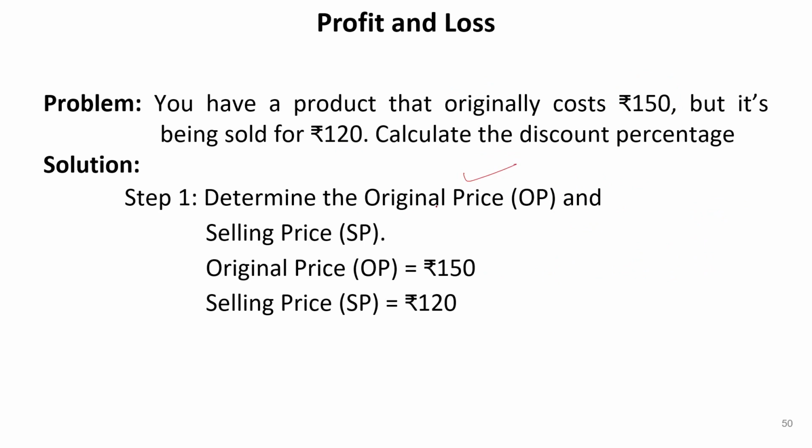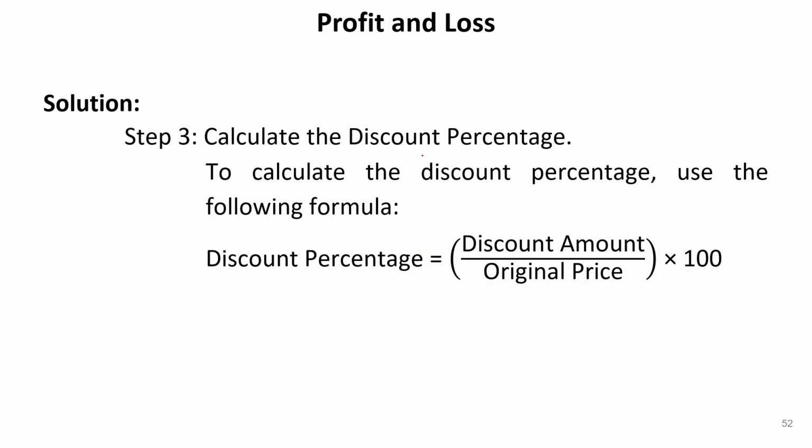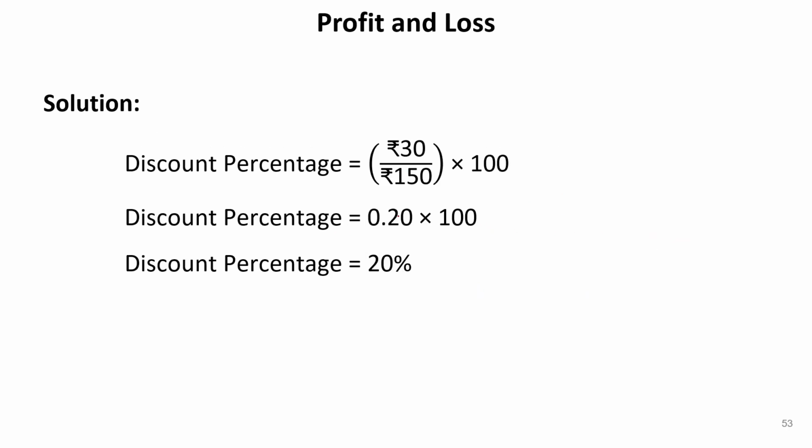So, determining the original price and selling price. Original price is equal to 150, selling price is equal to 120. So calculate the discount amount. The discount amount was 30 rupees. To calculate the discount percentage, use the following percent formula: discount amount by original price into 100. So the discount will be 0.20 into 100, which is equal to 20%.